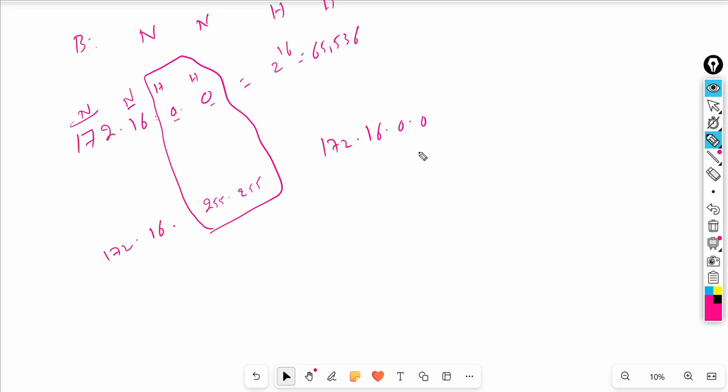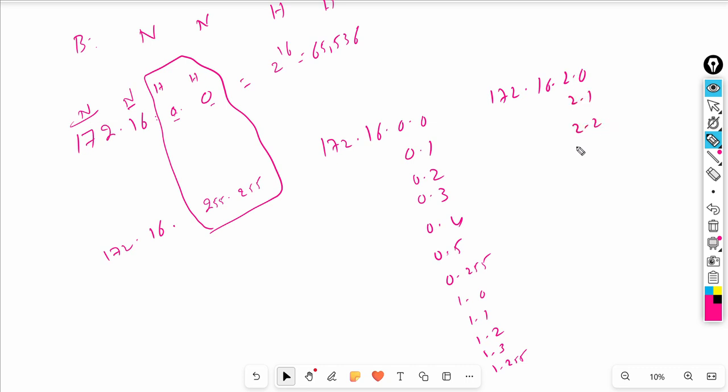172.16.0.0 is the first IP, second IP 0.1, 0.2, 0.3, 0.4, 0.5 up to 0.255. After completing 255, again it will start 1.0, 1.1, 1.2, 1.3. 1 is over. Again start 172.16.2.0, 2.1, 2.2, up to 2.255, like that. And 2 is over, 3 is over, 4 is over.